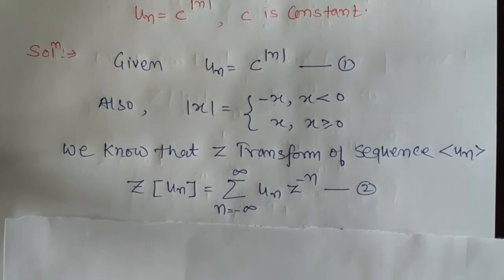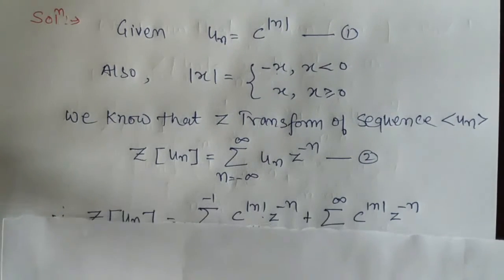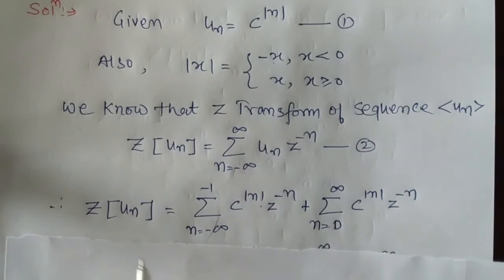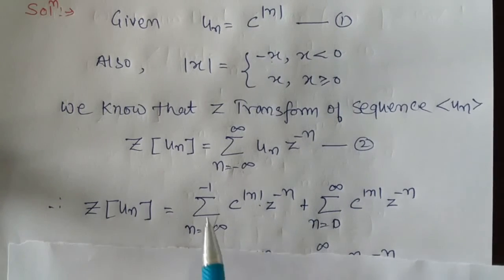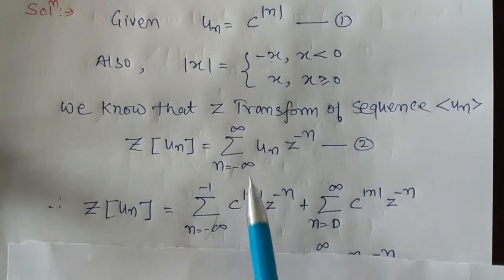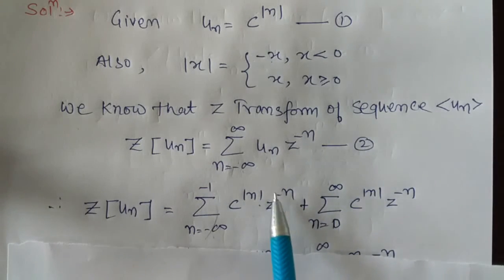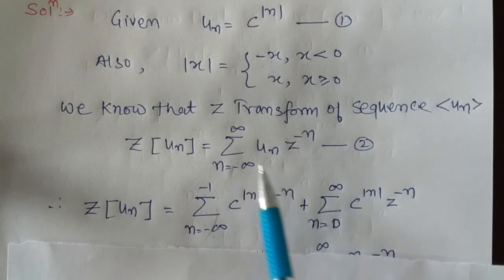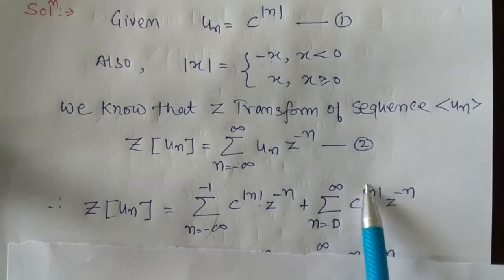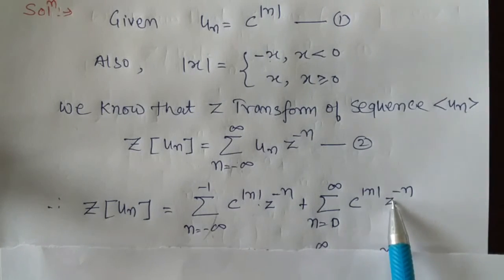So after splitting this summation, we get the z transform of the given sequence u_n is summation n goes from minus infinity to minus 1, where the value of u_n is c^|n| into z^(-n), plus summation n goes from 0 to infinity, where the value of u_n is c^|n| into z^(-n).